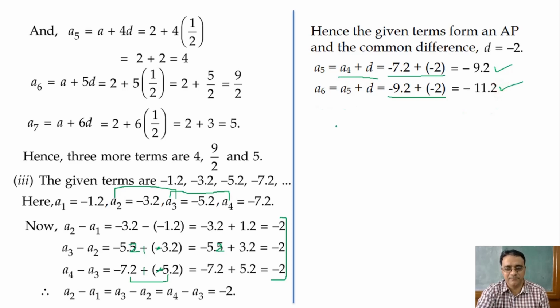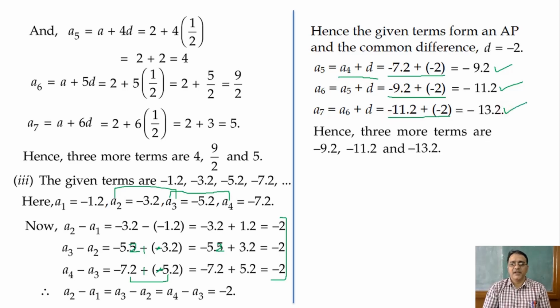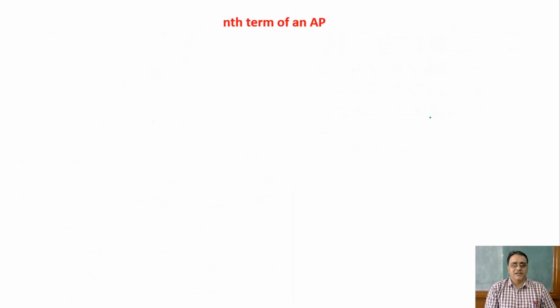Next is A7. A6 plus D. So what you will get if you add these two? Minus 13.2. Right, minus 13.2. Hence the three more terms are minus 9.2, minus 11.2 and minus 13.2. So whenever the fraction will not be there, अगर fraction नहीं रहेगा तो ये वाला method ज़्यादा easy है. Okay, so now we'll move towards the next topic, that is nth term of an AP.